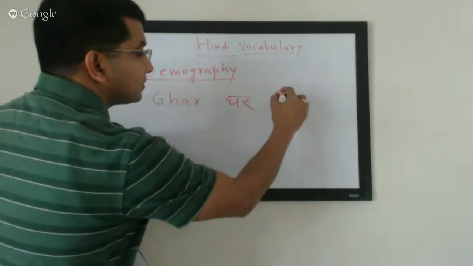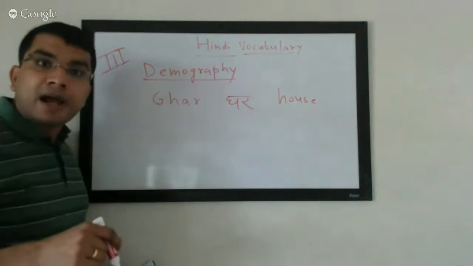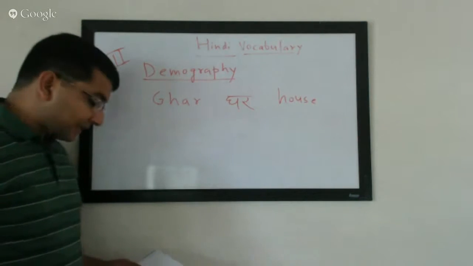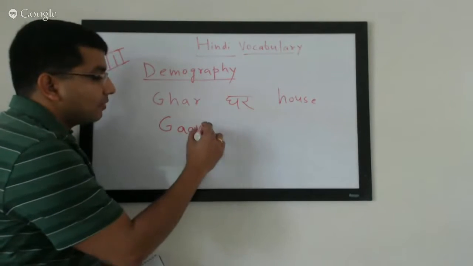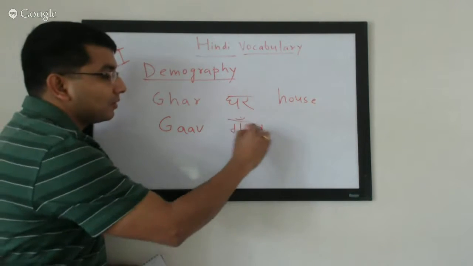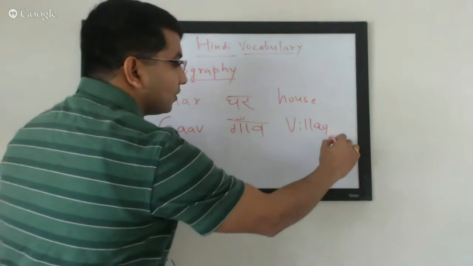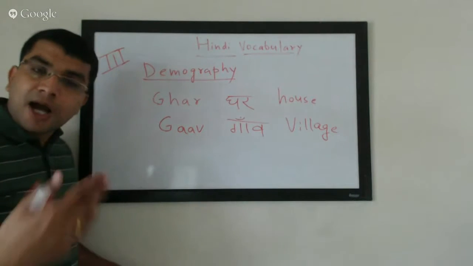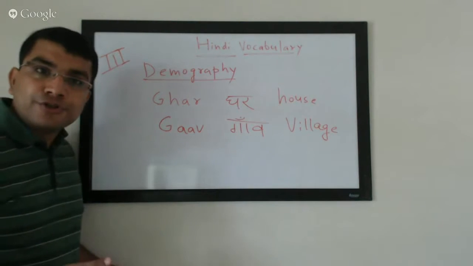घर is house or home. मेरा घर is like my house. आपका घर, your house. हमारा घर, our house. Right? गांव. गांव is village. Again, you can say मेरा गांव, my village. आपका गांव, your village. आपका गांव कहाँ है? Where is your village? Okay.